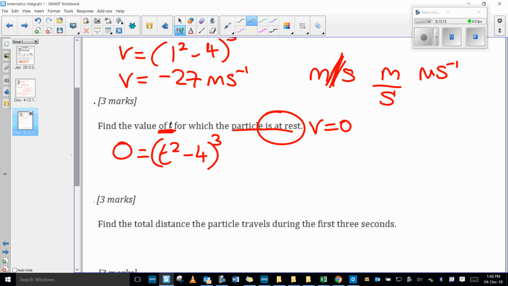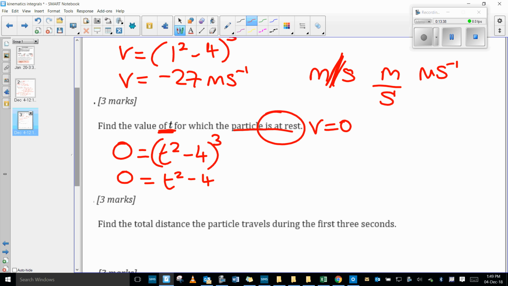So we're solving this. We're undoing our operations. So the first thing we need to deal with is this power. We're going to do the opposite to cubing. What's that? Cube root. So we're going to cube root both sides. What's the cube root of 0? 0. So we're going to say 0 equals t squared minus 4.